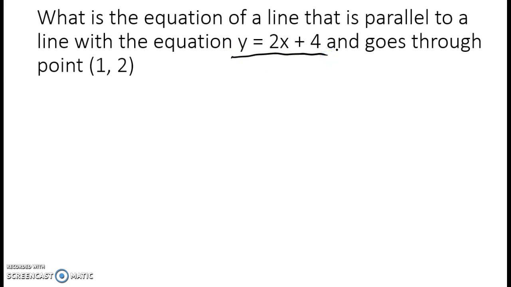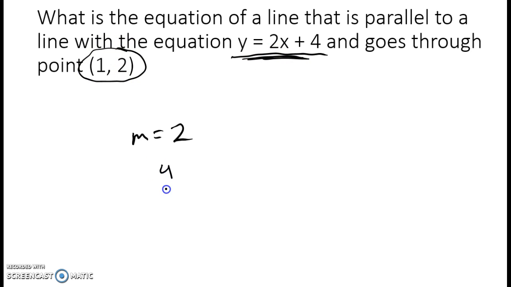So it's rising 2 and it's running 1. In other words, it's going up 2 for every 1 that it goes over in the positive direction on the x-axis. So that means our new line that we're trying to find the equation of has the same slope. And now we're going to do the process that we practiced last class, which is trying to find the y-intercept. It's a line that's parallel to this one, but it has a different y-intercept. But we do have this information. We do know that it goes through point 1, 2.